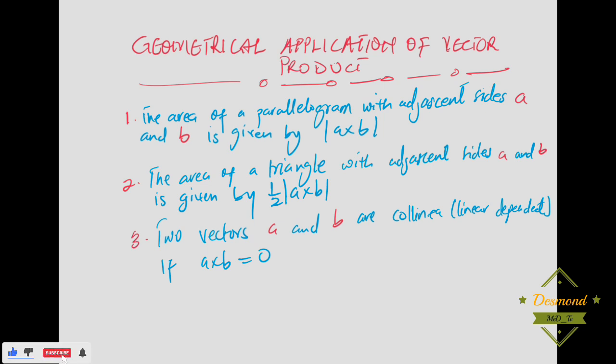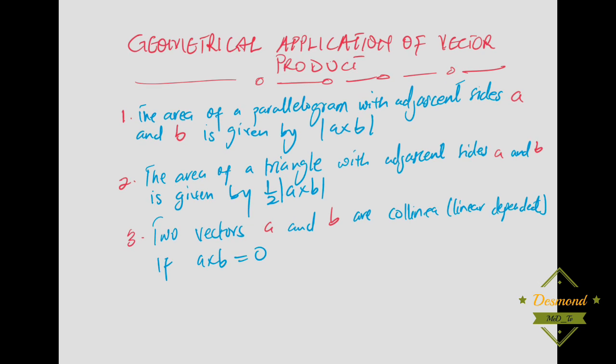The first point is the area of a parallelogram with adjacent sides A and B is given by the magnitude of A times B. The second point is the area of a triangle with adjacent sides A and B is given by half of the magnitude of A times B. And the last point is two vectors A and B are collinear, which is linearly dependent, if A times B is 0.